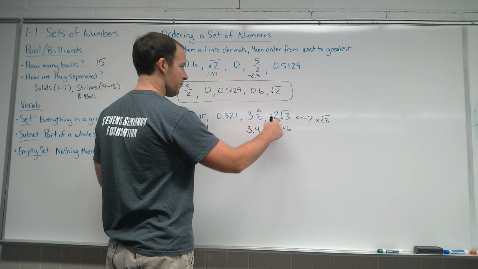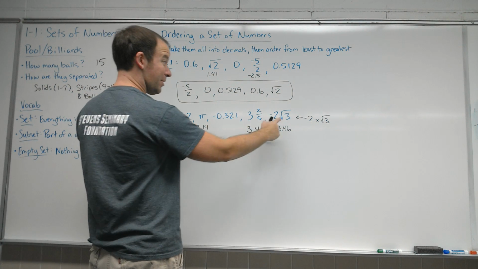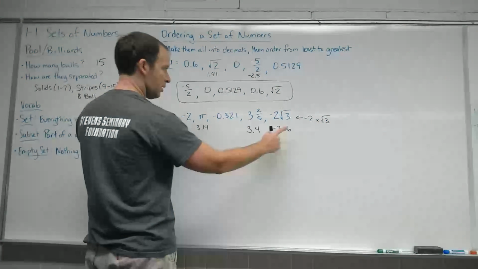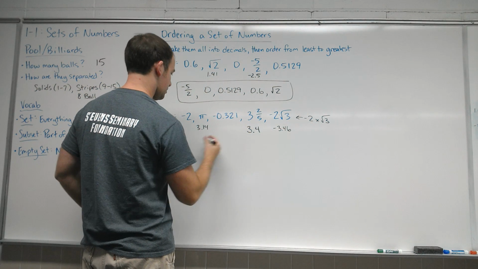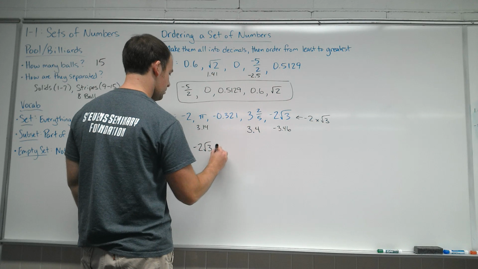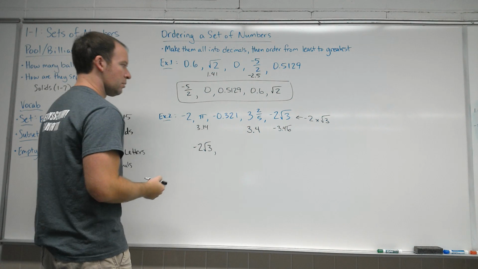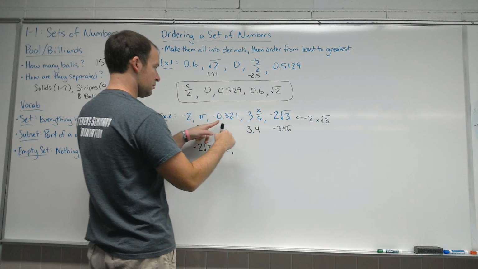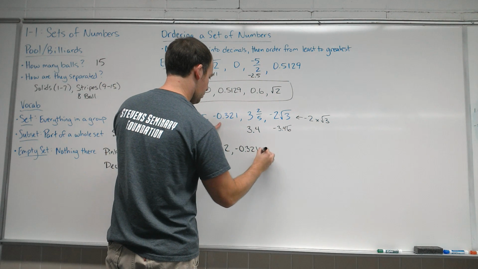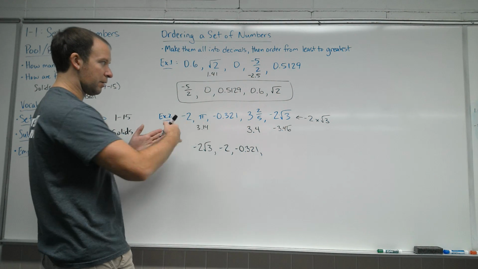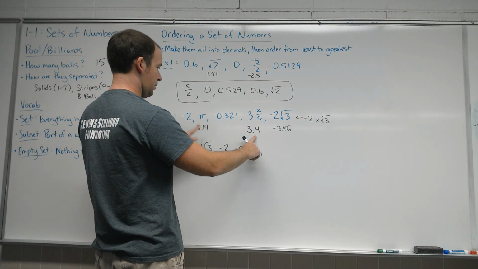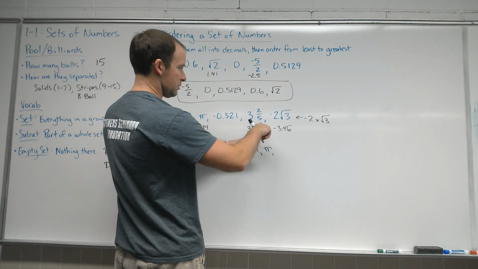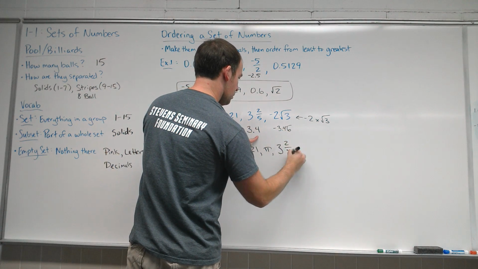So there's 1, 2, 3, 4, 5 numbers up here. 3 of them are negative. So start with the most negative, and then you go to the most positive. The most negative one up here is this guy. So start with negative 2 square roots of 3. That one's done. Okay, between these two, the most negative one is negative 2. That one's done. Then negative 0.321. Okay, and then you get into the positive numbers. These are the 2 positive numbers that are left. This one is smaller, so pi would be next. And the biggest one is this one, which is 3 2/5.